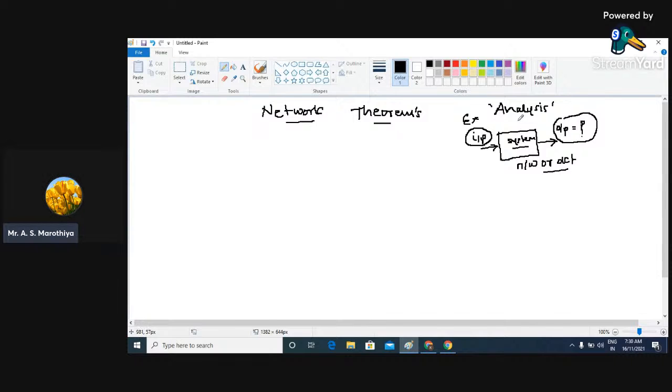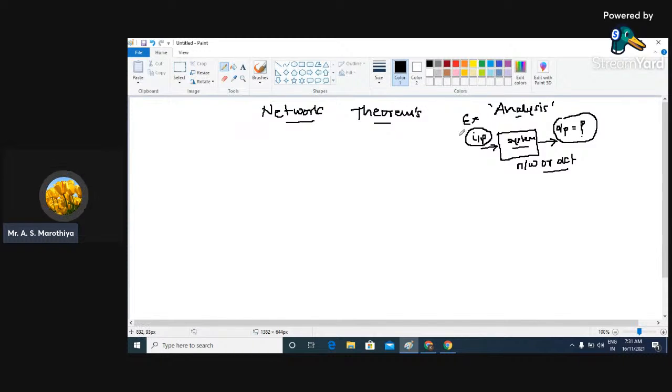This is very, very important. So in general, what is analysis? You know the system, that means you know the network or the circuit, you know what kind of input or excitations you have applied to that particular system, and you are trying to find out the value of the output. It may be in the form of current, voltage, or power across each and every element connected in that particular network or circuit. That process is called analysis.